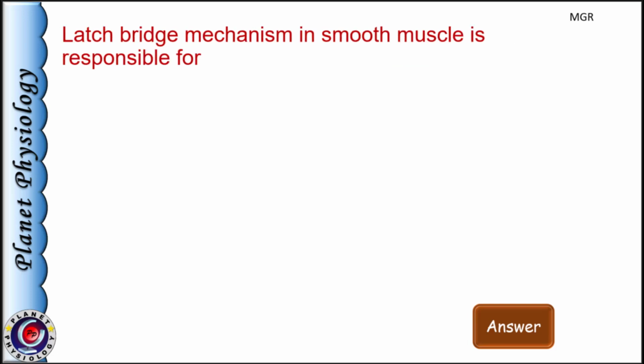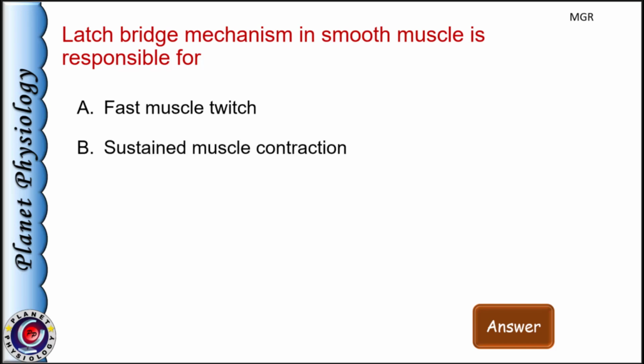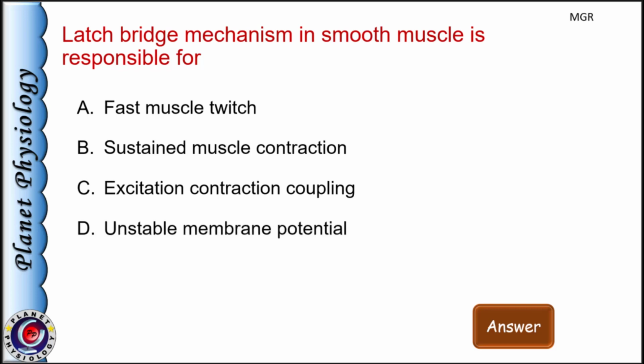And the last question of the session. Latch bridge mechanism in smooth muscle is responsible for: A. Fast muscle twitch, B. Sustained muscle contraction, C. Excitation contraction coupling, and D. Unstable membrane potential.